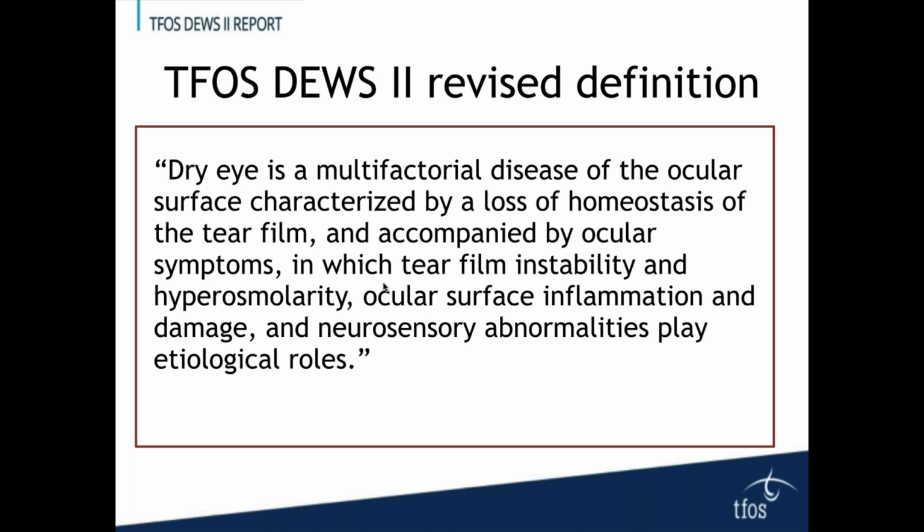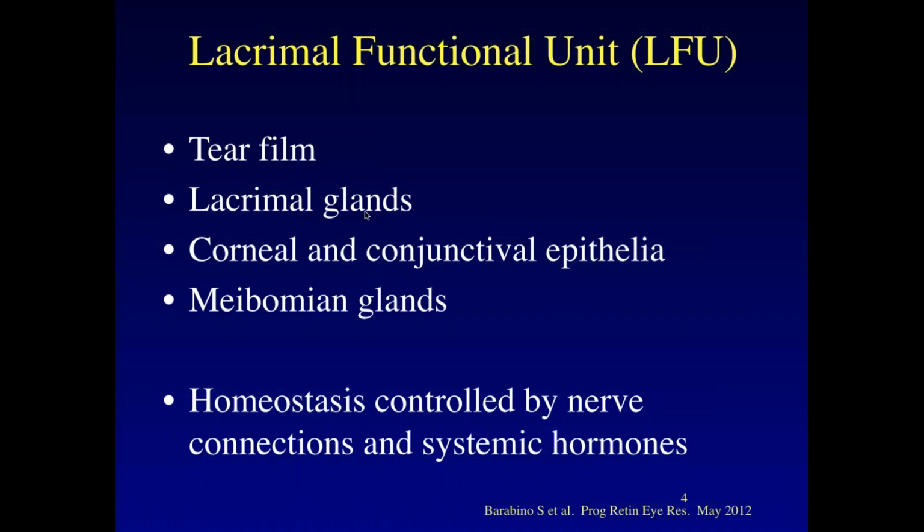So this really has got us to a point of understanding that there's a lot we have to look at, but we want to simplify it today. One way to simplify it is to look at dry eye as a lacrimal functional unit, the entire ocular surface and the system. This was first coined by Bernardino, but Flugfelder referred to this very early. And that is the fact that the tear film, the lacrimal glands, the conjunctival and corneal epithelium, and the meibomian glands are all connected into one unit, all controlled by nerve connections and systemic hormones.